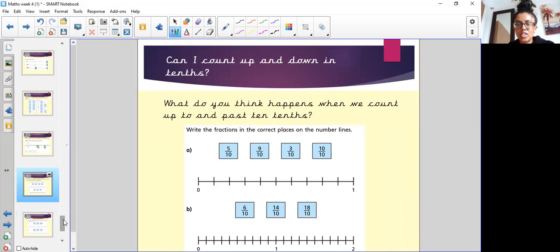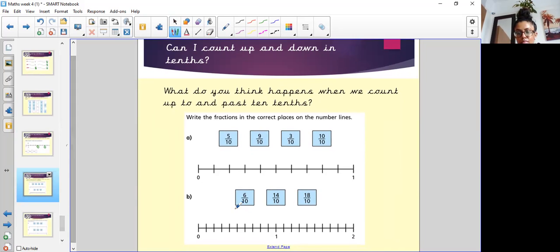And we've got one more question here as well. What do you think happens when we count up to and past 10 tenths? So write the fractions in the correct place on the number line. So have a go at drawing a number line with 10 parts and then placing your fractions in the correct places. And the same for question B. What would happen when you go past your 10th? So past your 10th, where would these numbers now go? See if you can have a go with those ones.